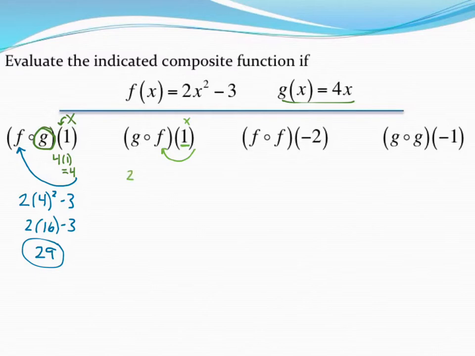So I'm going to evaluate 2 times 1 squared minus 3. Doing exponents first, I know that's 1 squared, which is still 1. 1 times 2 is 2, and then 2 minus 3 gets me a negative 1. And again, just like last time, I'm going to take this as my new input value and plug this now into the g function. I can see that I'm going to, yes, get a very different answer. So to finish this one then, 4 times negative 1 gets me a final answer of negative 4.